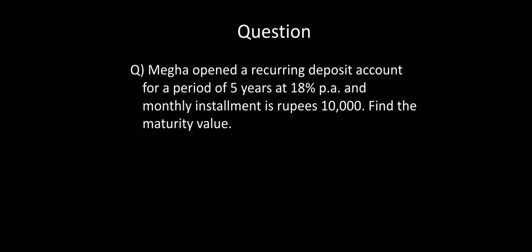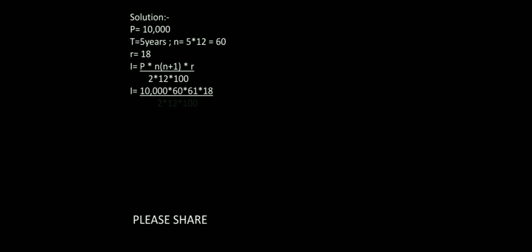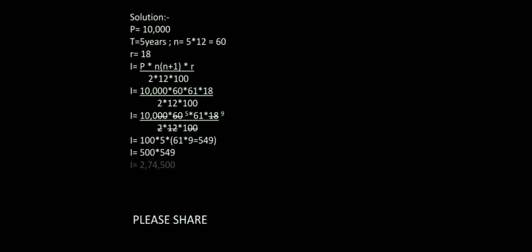So the principal is 10,000, time is 5 years, and rate is 18%. Let's see the solution. Principal is 10,000, time is 5 years, and we want it in months, so 5 into 12, which gives you 60 months. R is 18, meaning 18% is the rate. The formula for interest is principal into n into n plus 1 into rate divided by 2 into 12 into 100. So the interest will be 10,000 into 60 into 61 into 18 whole divided by 2 into 12 into 100.